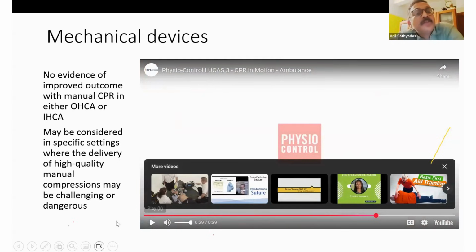So you might have understood that this is a mechanical compression device. Okay, mechanical device. So what is the recommendation as per the 2025 guideline? There is no evidence of improved outcome over manual CPR in either out of hospital or in hospital. But this can be considered in specific settings where the delivery of high quality manual compression may be challenging or dangerous. One typical example is a patient who has cardiac arrest inside the cath lab, where you find it difficult to do the CPR. There you can use it, and during transport also.